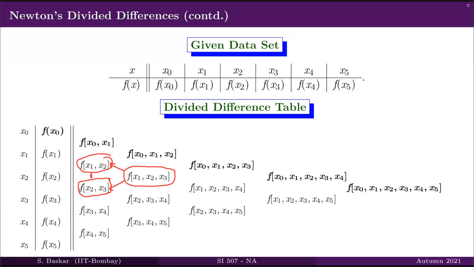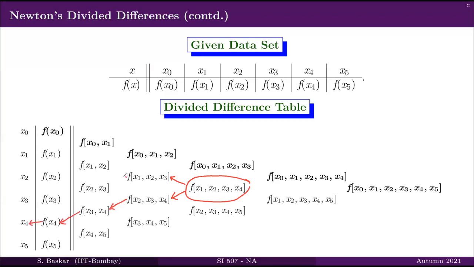And for the denominator, you go from here diagonally down, keep going diagonally down and reach the function value column, and then take this. And similarly, you go like this and take this. And therefore, f of x1, x2, x3 is nothing but f of x2, x3 minus f of x1, x2 divided by x3 minus x1. Similarly, the other things. Once you understand the logic, you can go ahead and compute the third order divided difference also. And that is nothing but f of x2, x3, x4 minus f of x1, x2, x3 divided by x4 minus x1, right? And similarly this.